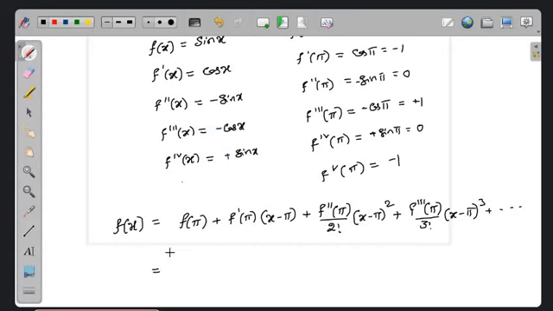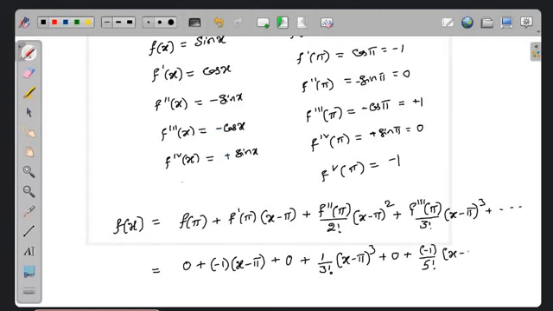Now we may substitute one by one. I hope f of pi is 0 and the next one is minus 1. So minus 1 into x minus pi, plus next one is 0, plus and the next one is 1. So 1 over 3 factorial into x minus pi whole cube, and next one anyway becomes 0, and the next one you get minus 1. So minus 1 by 5 factorial into x minus pi to the power 5, plus and so on.